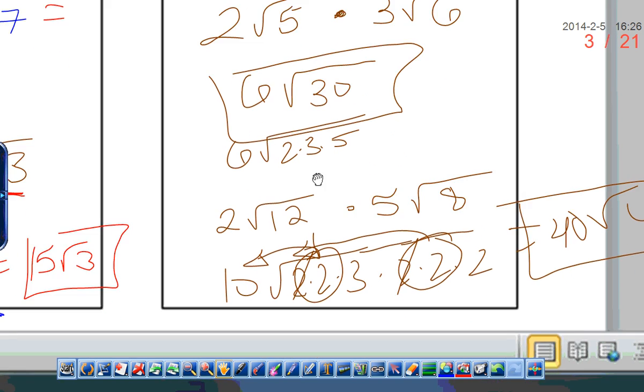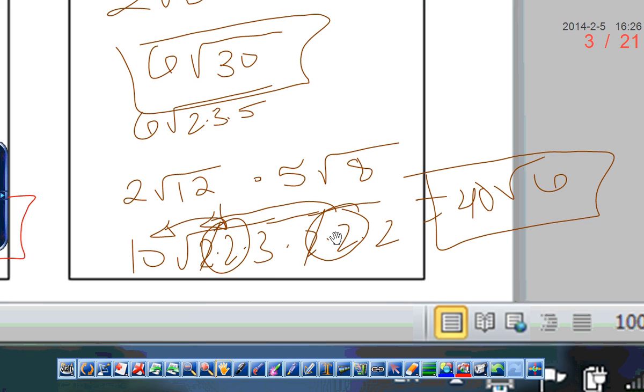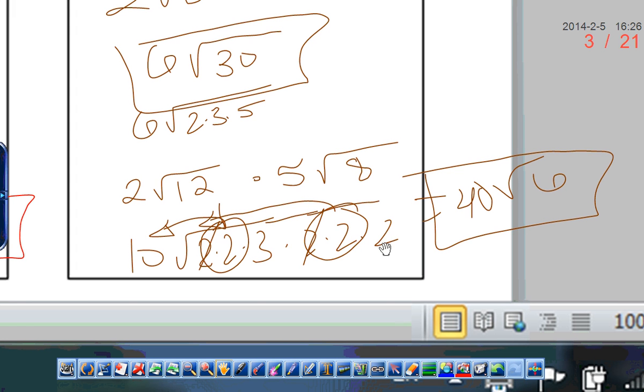So I got another one that we can actually break some stuff down. 2 root 12 times 5 root 8. So 2 times 5 is 10. Then break 12 up into 2 times 2 times 3. 8 is 2 times 2 times 2. Then you got a pair of 2's, so that makes 2 times 10, which is 20. Then pull out another 2, that makes 40. Then 3 times 2, my leftovers, is root 6.